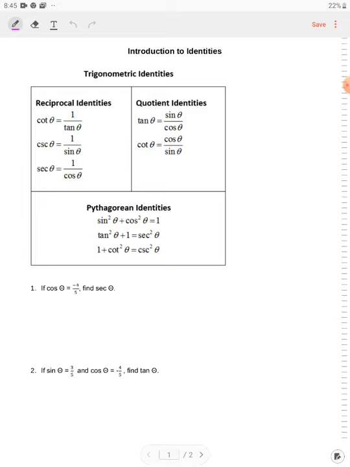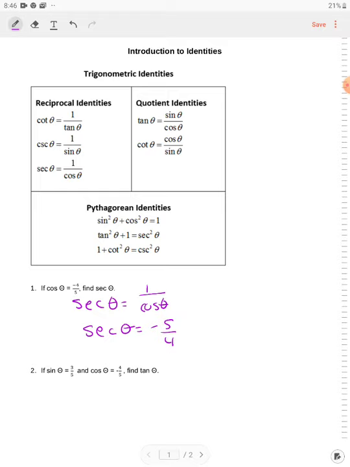So if cosine theta is equal to negative 4 over 5, find secant of theta. Well, if you look at your reciprocal identity, I know that secant of theta is equal to 1 over cosine of theta. So if you know cosine, all you have to do is flip the number. Negative 5 over 4.